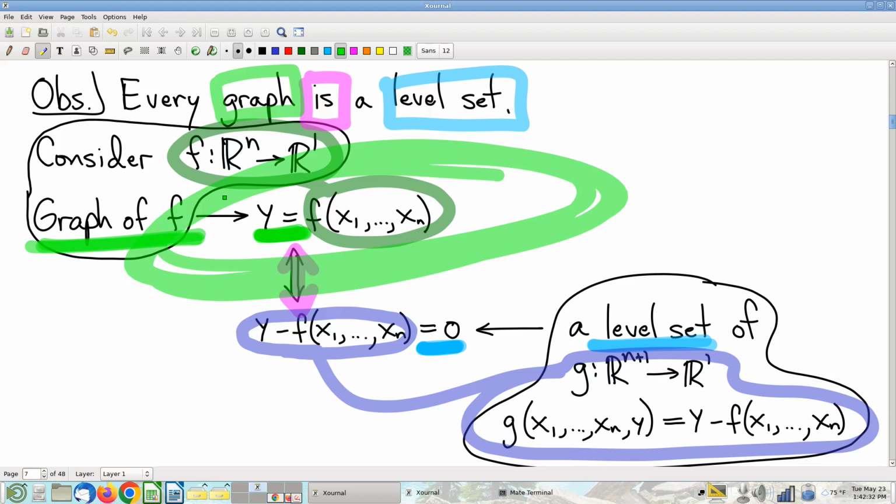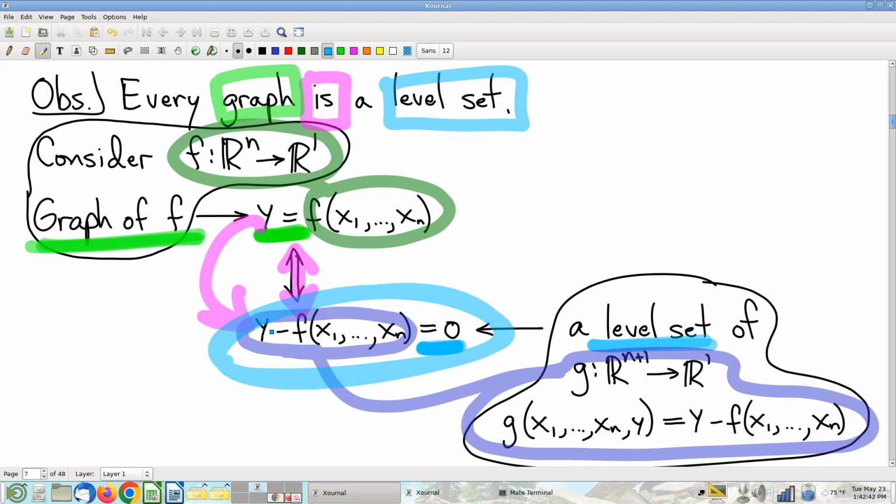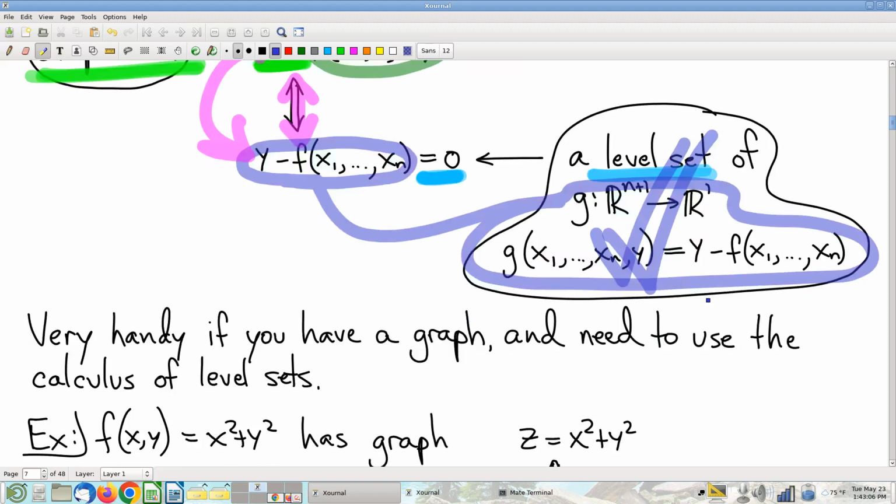What you do in that circumstance is say, okay, well, it's written as a graph, but I'm just going to rewrite it like so. Now it's a level set. Said differently, all I need to do is apply the calculus of level sets to this function down here. Not that function, but apply the calculus of level sets to this function here. And you win. So it's nice to be able to convert back and forth like that.